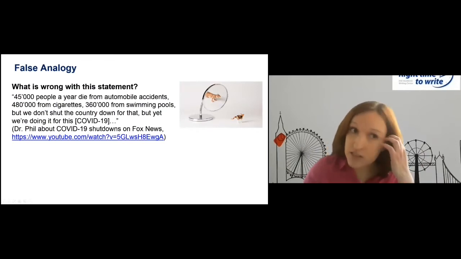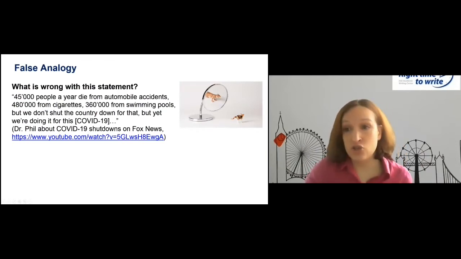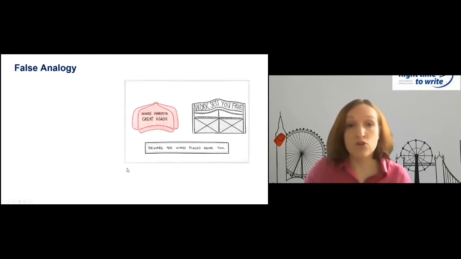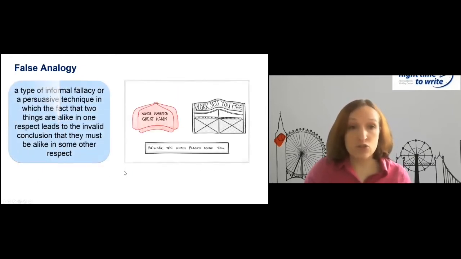a fallacy that is called false analogy, when the author compares things that, despite being alike in one or more characteristics, are essentially different in the relevant respects. In the relevant respect that COVID is a contagious disease, they are not alike. That's why, hence the shutdowns. All right, so this is the definition of this fallacy.